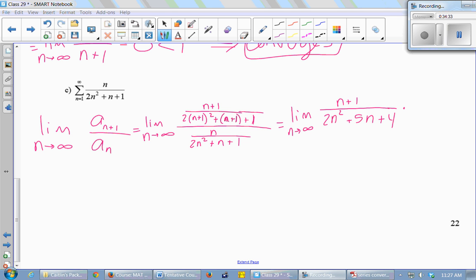Okay, so then I'm dividing that fraction by another fraction. So I'm going to flip it and multiply it, and this becomes n plus 1 over n times the reciprocal, 1 over 2n squared plus 5n plus 4. Okay, so now to simplify this product, to multiply two fractions, you multiply the tops and you multiply the bottoms. So I have to multiply n plus 1 times 2n squared plus n plus 1, which is going to be long and tedious, right? You got to distribute the n to every term, and then you got to distribute the 1 to every term, and then you got to combine like terms.